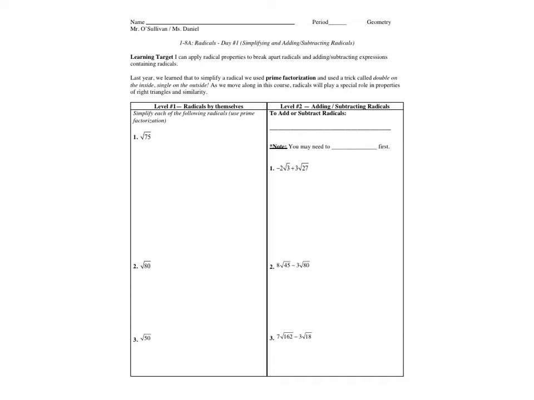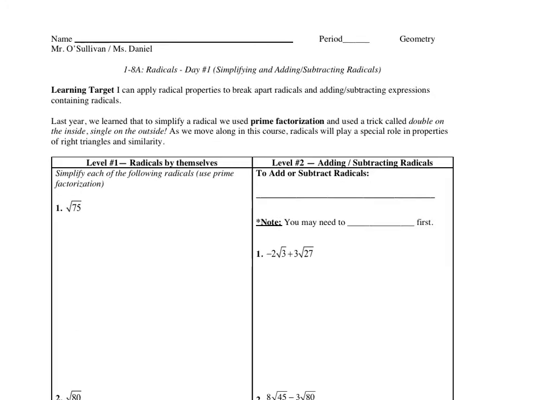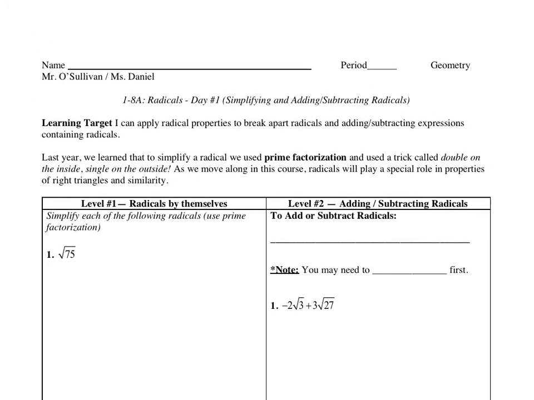So I believe in the spring we learned how to add and subtract them, but we didn't learn how to multiply and divide them. Tomorrow, we'll be learning how to multiply and divide them. So today's lesson is 1-8a, and we're going to be doing 1-8b tomorrow. The learning target for today is I can apply radical properties to break apart radicals and adding and subtracting expressions containing radicals.